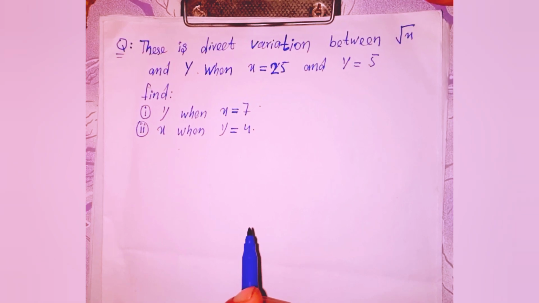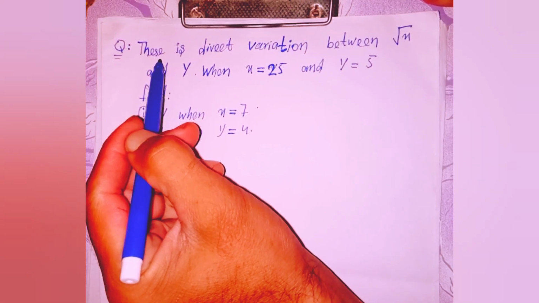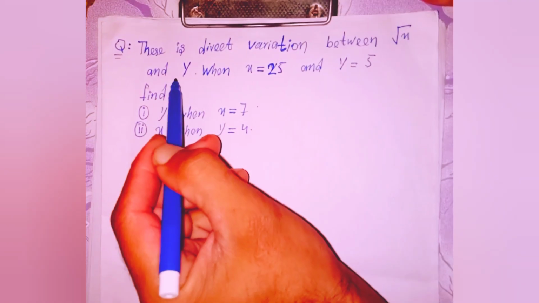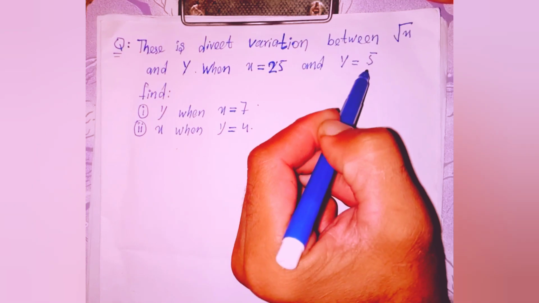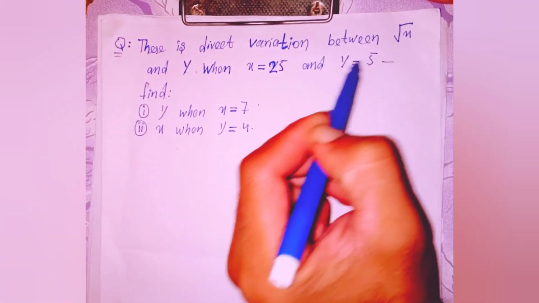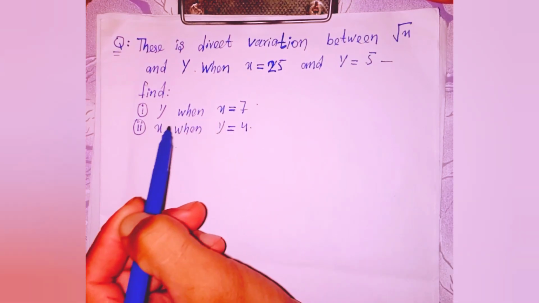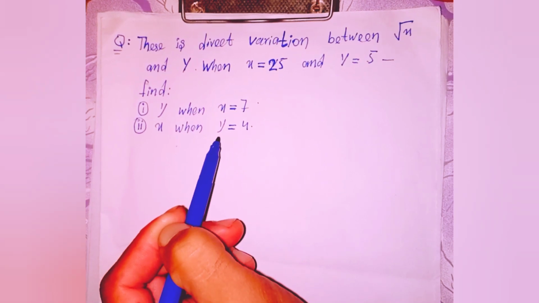In this video, I'm going to start exercise 3.1, which is related to direct variation. So here we have a question about direct variation. There is direct variation between √x and y. When x is equal to 25, y is equal to 5. Then find y when x is equal to 7, and find x when y is equal to 4.